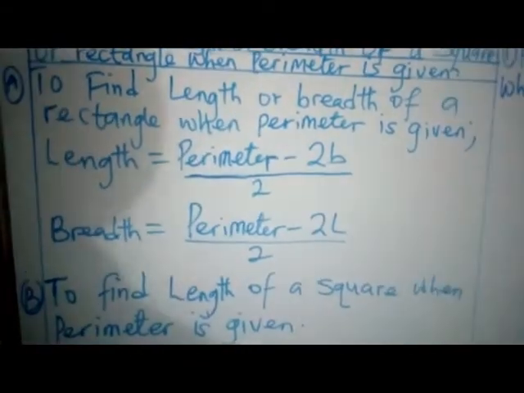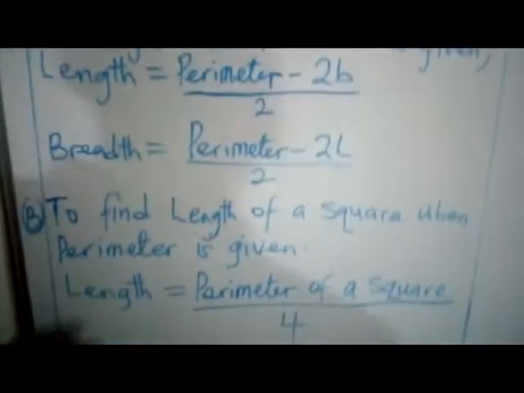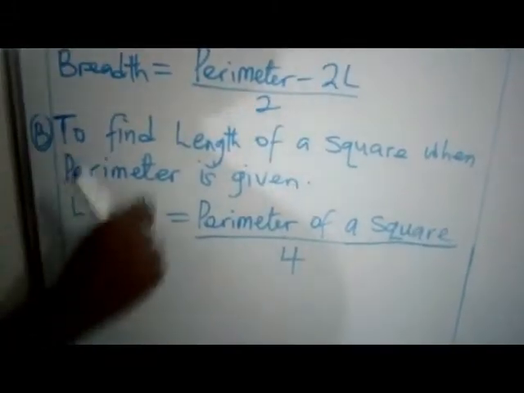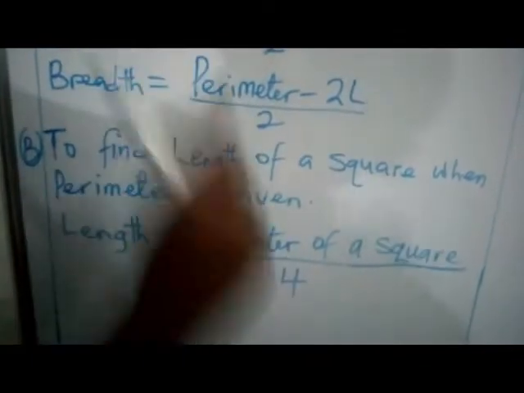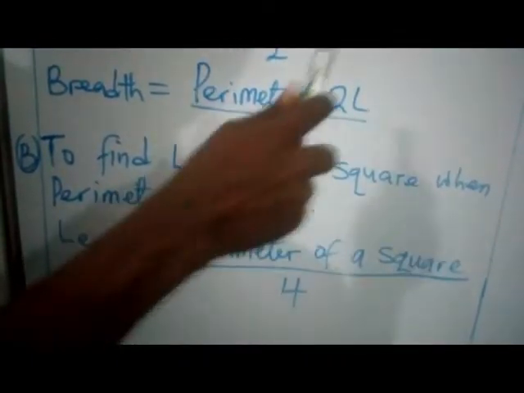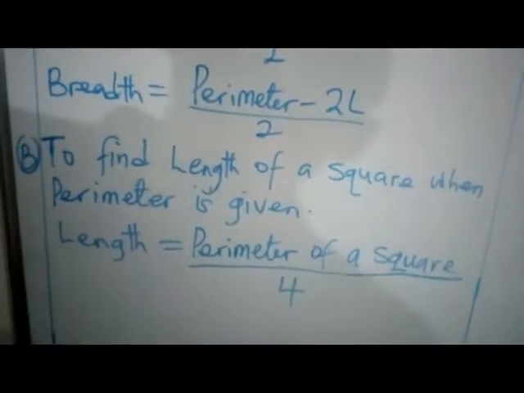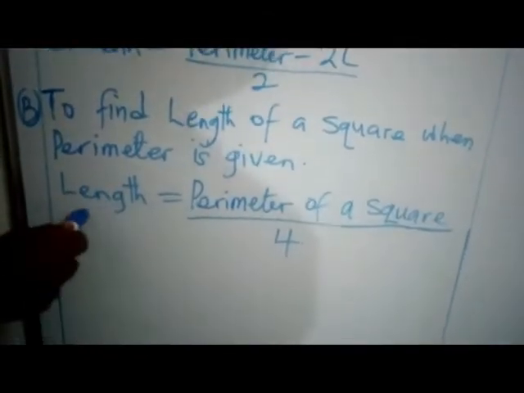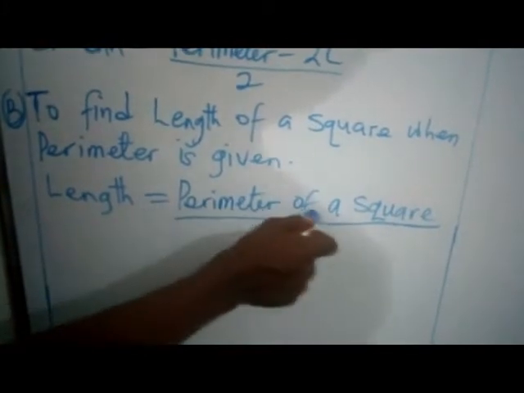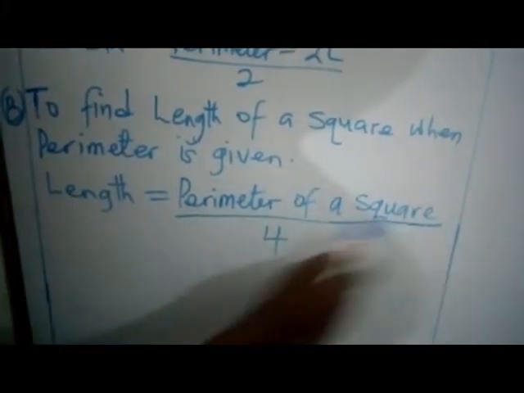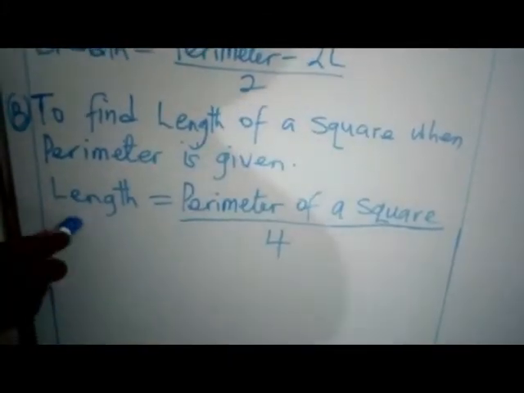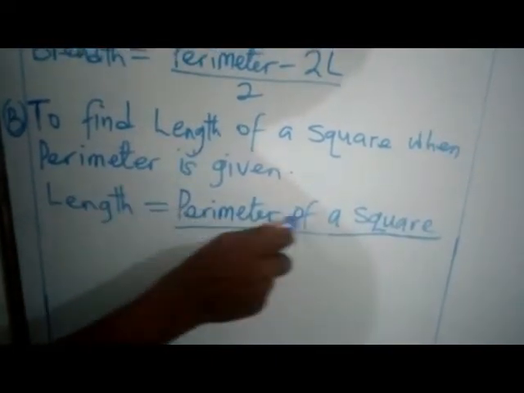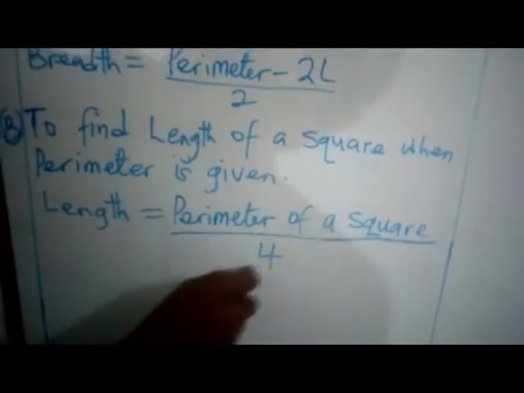Now we'll move to the next one, which is how to find length of a square when the perimeter of that square is given. Now you're finding the length of a square. That means the length is not given, but the perimeter of that square is given. You use this formula. Length is equals to perimeter of a square over what? 4. You see, length is equals to perimeter of a square divided by what? 4.